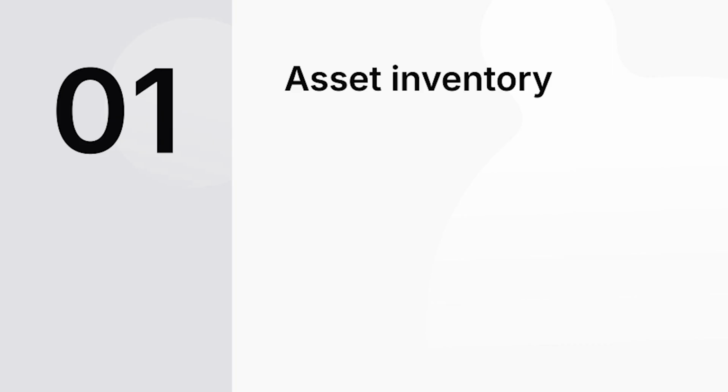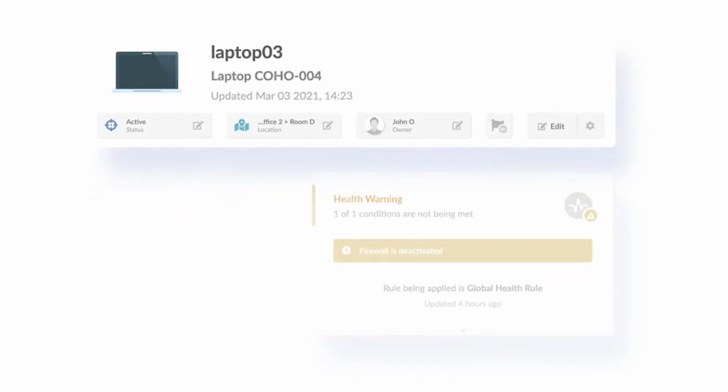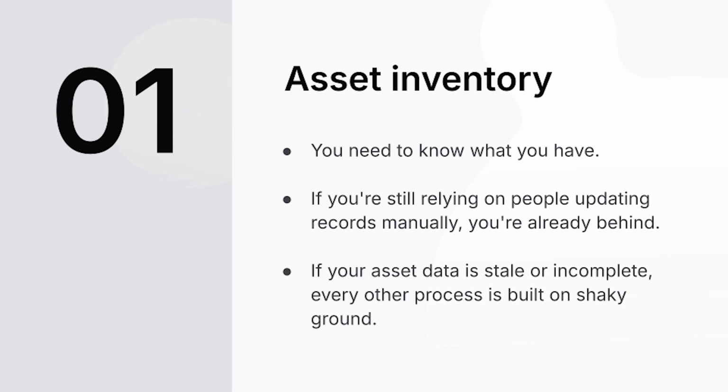1. Asset inventory. The backbone of any ITAM system is knowing what you actually have. If you're still relying on people to manually update records, you're already behind. Ask yourself, can the tool discover assets on my network and keep the inventory fresh? Does it support remote endpoints and cloud services, not just what's sitting in the office? And will it capture key details like operating system, installed software, serial numbers, and warranty status without me having to chase them down? Because here's the thing, if your asset data is stale or incomplete, every other process from budgeting to security is built on shaky ground.